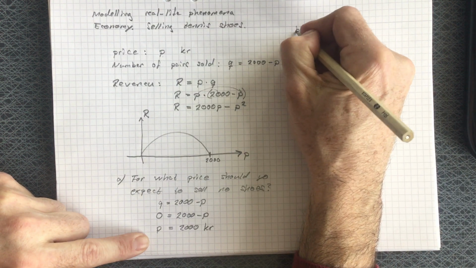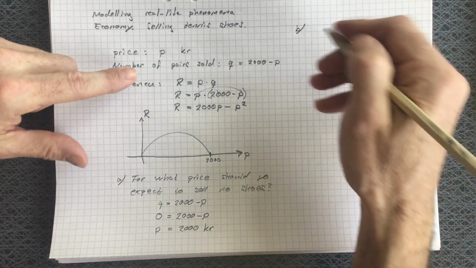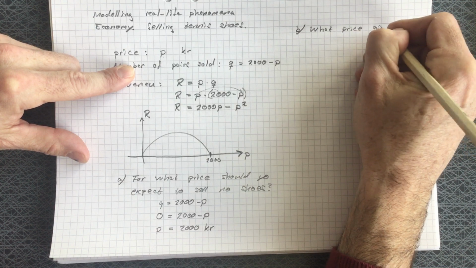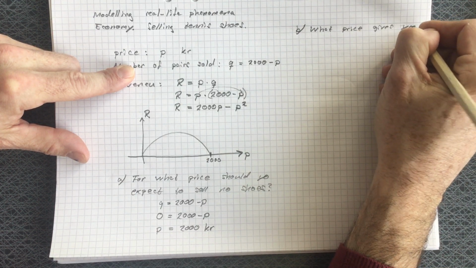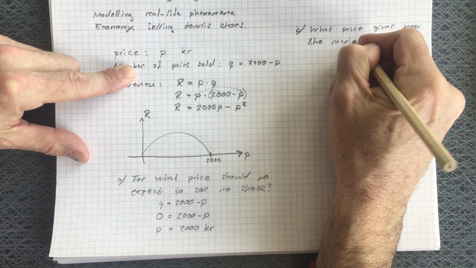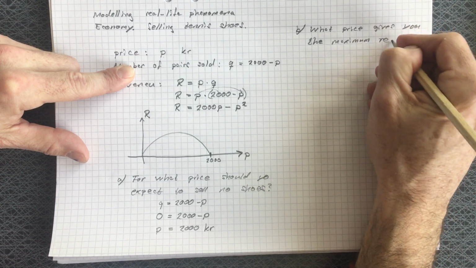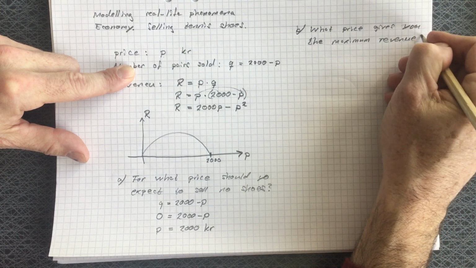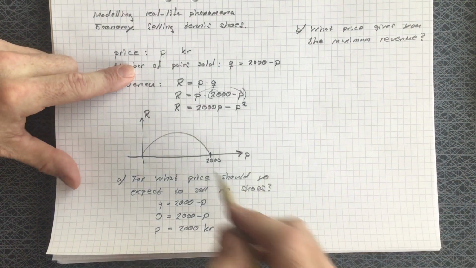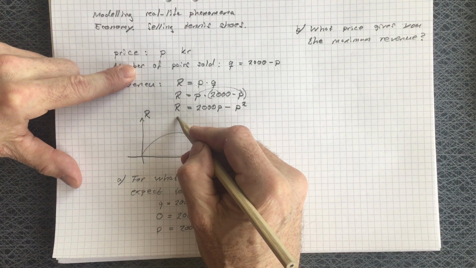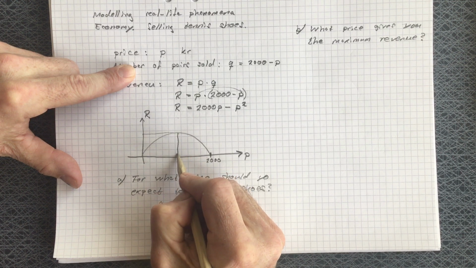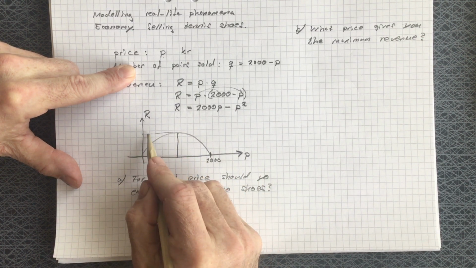Okay. The big question on this. What price gives you the maximum revenue? And that is question B. Well, you understand that we will find the maximum revenue here. And you have to find the price that gives us the maximum value.